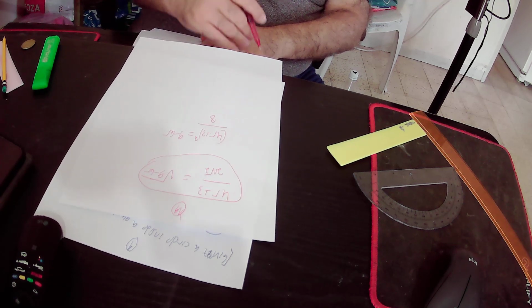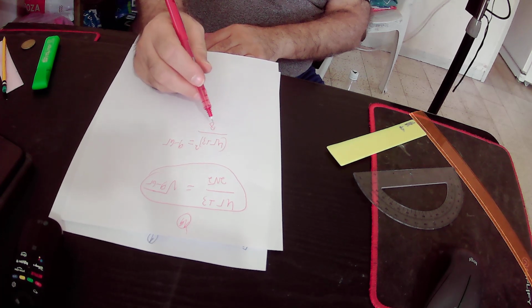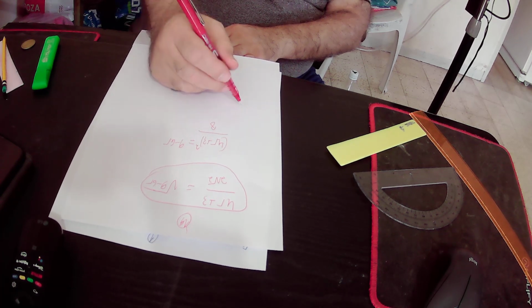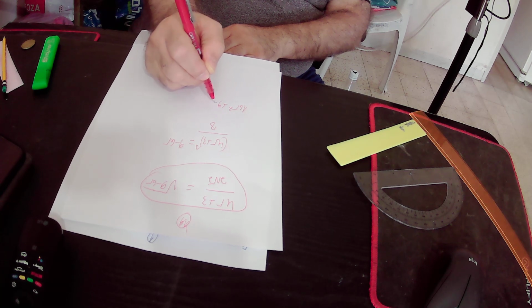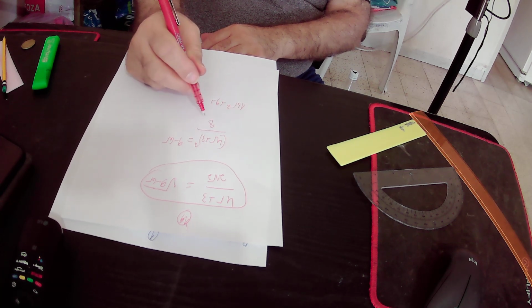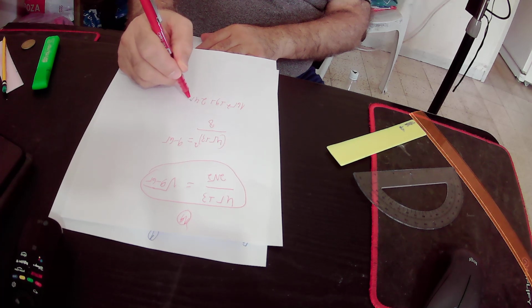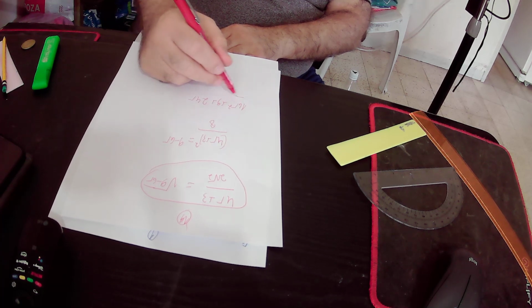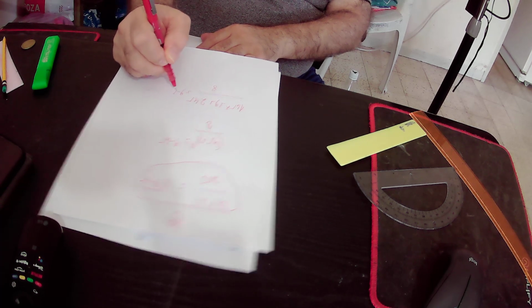so here I will open the brackets. 4r plus 3 square is 16r square plus 9 plus 4 times 3 is 12. 12 times 2 is 24. So 24r over 8 equals to 9 minus 6r.